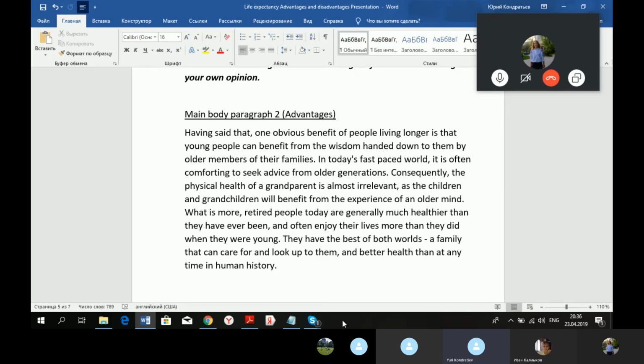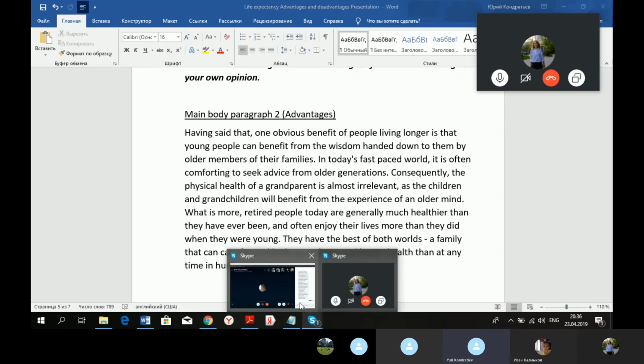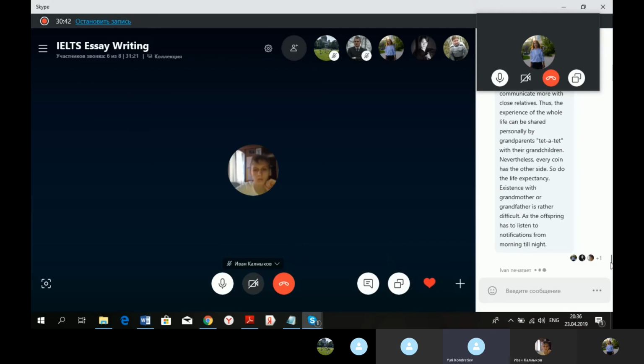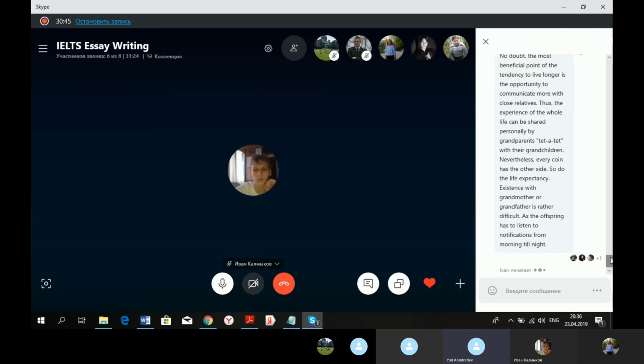Okay, so Natalia's variant. No doubt the most beneficial point of the tendency to live longer is the opportunity to communicate more with close relatives. Thus, the experience of the whole life can be shared personally by grandparents tete-a-tete with their grandchildren.